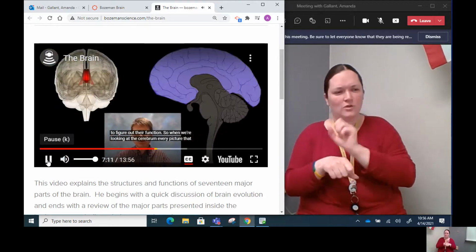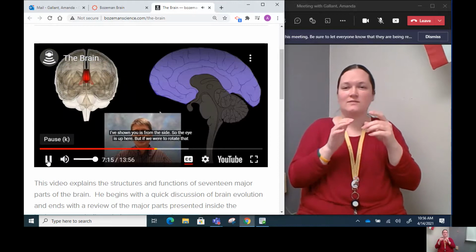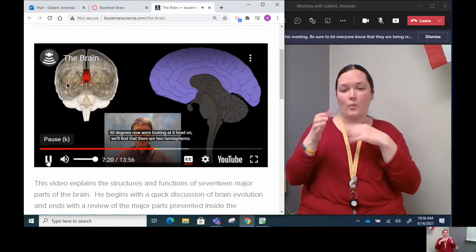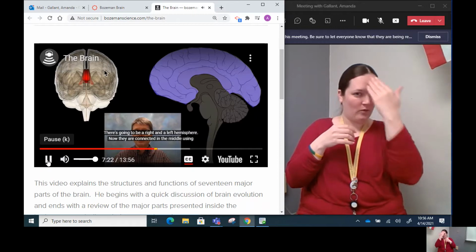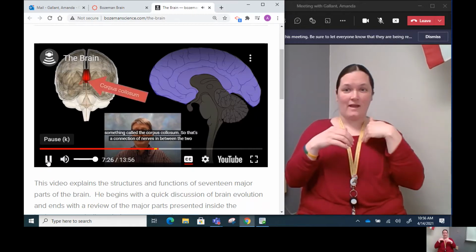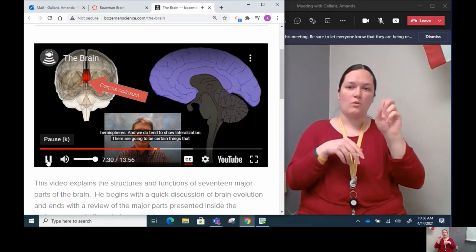So when we're looking at the cerebrum, every picture that I've showed you is from the side, so the eye's up here. But if we were to rotate that 90 degrees, now we're looking at it head on, we'll find that there are two hemispheres. There's going to be a right and a left hemisphere. Now they're connected in the middle using something called the corpus callosum. So that's a connection of nerves in between the two hemispheres.